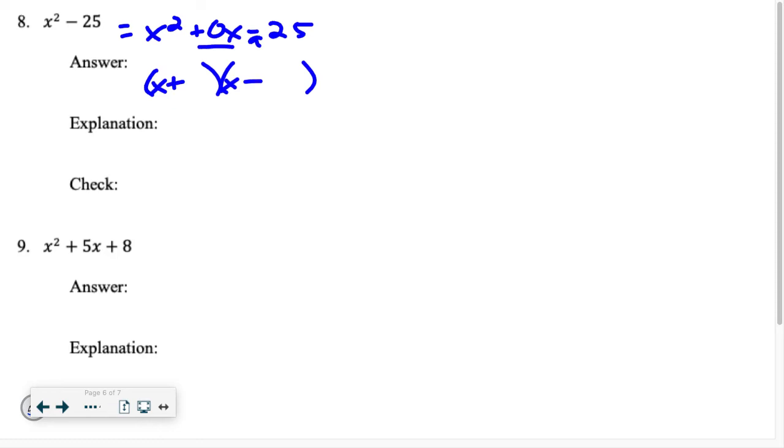Well, since my middle term here is a 0x, that means if I were to multiply this back out, the two numbers would have to cancel each other out. Well, the two numbers also have to multiply to negative 25. So what multiplies to a negative 25 and adds to 0? 5 and 5. Or 5 and negative 5, I should say. Okay, the last option is our last example.